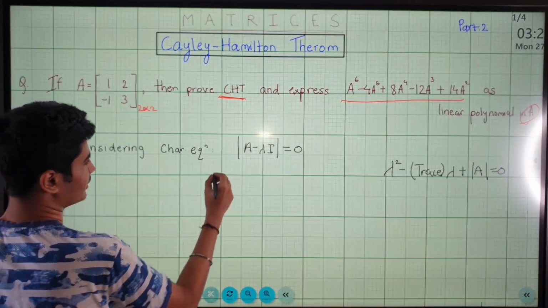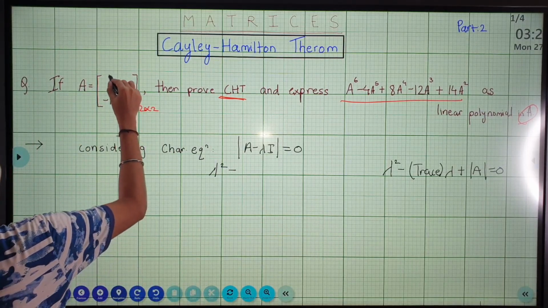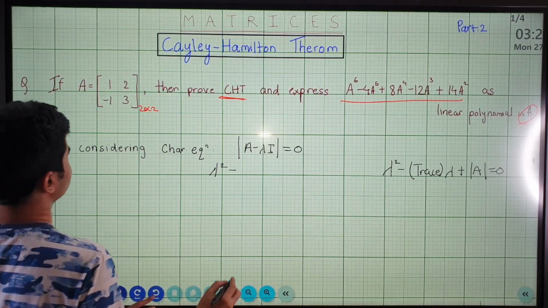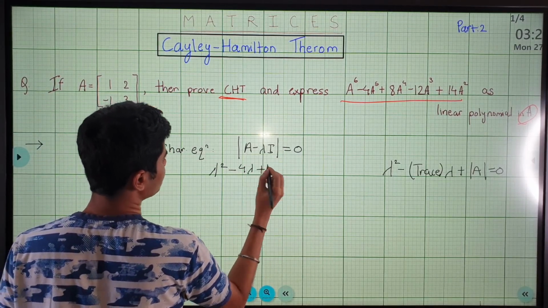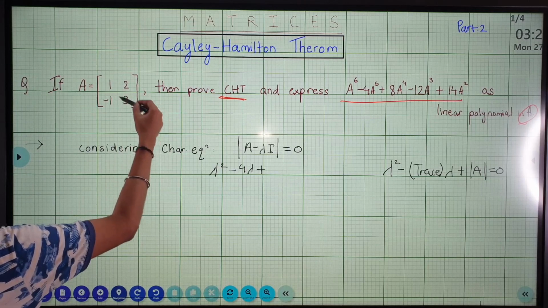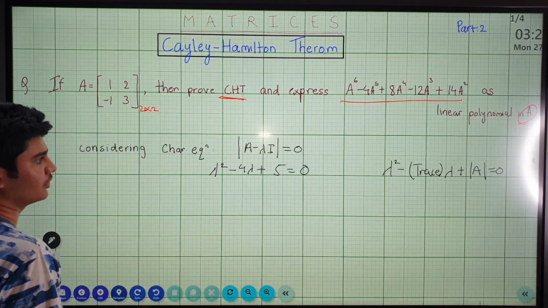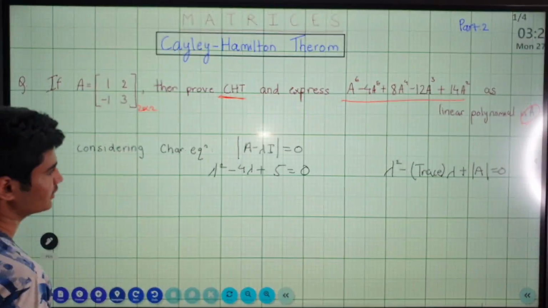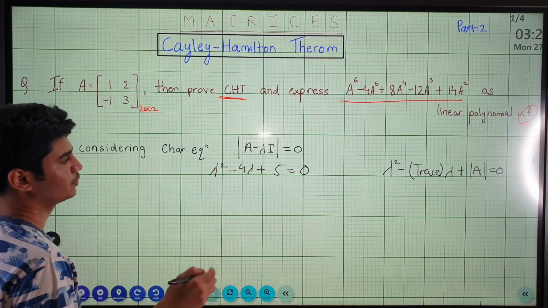So we get the characteristic equation as λ² minus the trace, which would be the sum of diagonal elements. So the sum of diagonal elements in this matrix is 1 plus 3, so 4λ, plus, you can calculate the determinant of this matrix. So the determinant of this matrix is 1 into 3, plus 2, which is 5, equal to 0. Now you need not find the values of lambda, as they have not told us to find the eigenvalues or eigenvectors. So we are just going to substitute A in place of lambda to prove the characteristic equation.